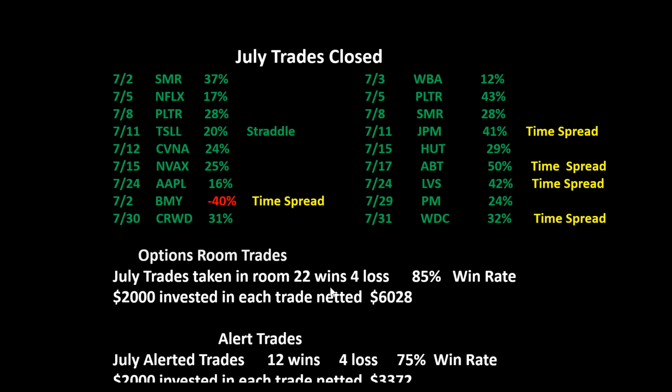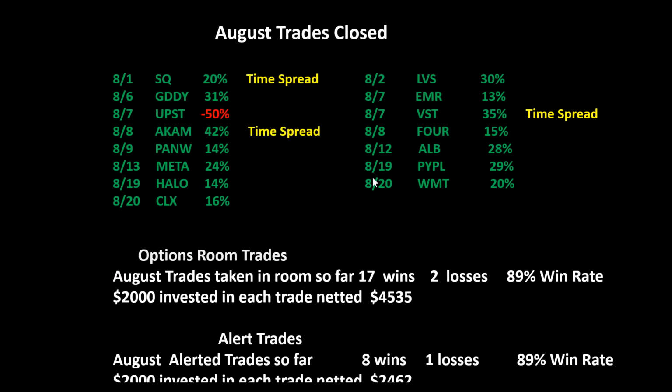But again, you don't see an awful lot of trades. Only 12 and 4 in July. Only a 75% win rate. That's my lowest win rate to date. 12 wins, 4 losses, but still netted $3,300. Right, that's July. August, you can see the numbers here, 89, 89.